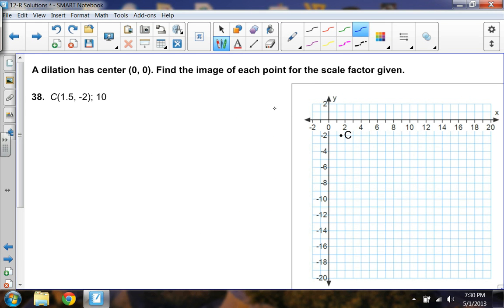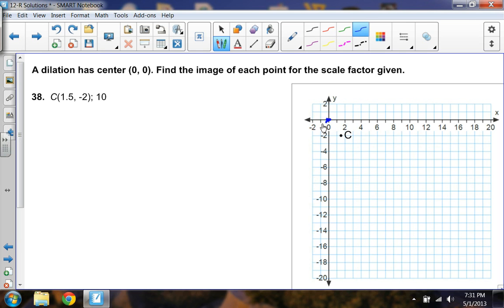Okay, 2 more problems. We have a point C, a center about the origin. And we want to dilate this with a scale factor of 10. So we learned this in class. When we have scale factor 10, the transformed point will be 10 times as far away from the center as the original point.